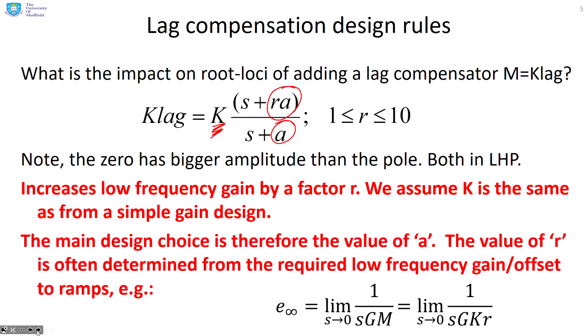So where am I going to put this value a? And why is that the main design choice? Because the value R is actually given by your low frequency gain or offset criteria. So if you're doing offset to ramps, you'll see the offset to ramp formula is given here for completeness, just in case you had forgotten.